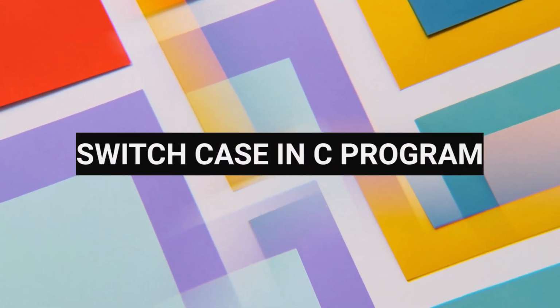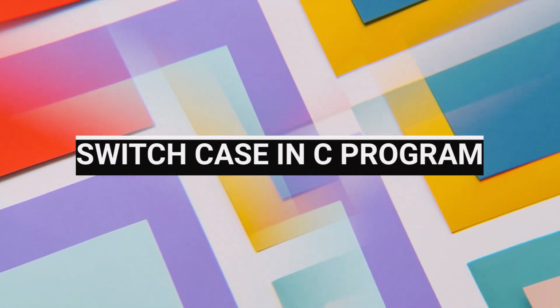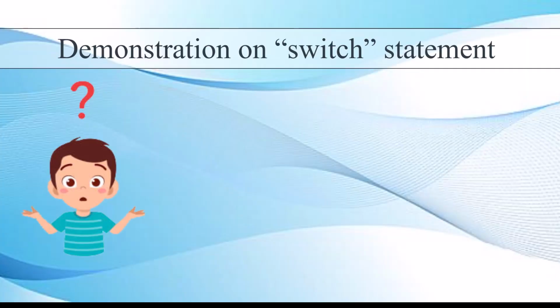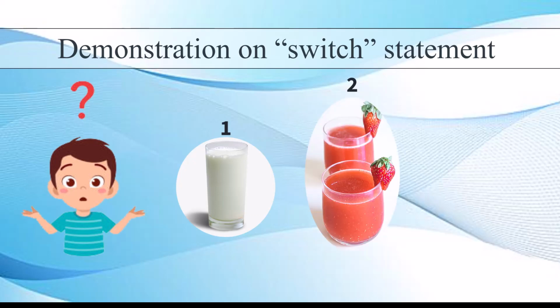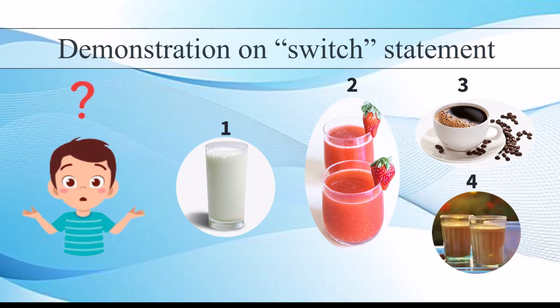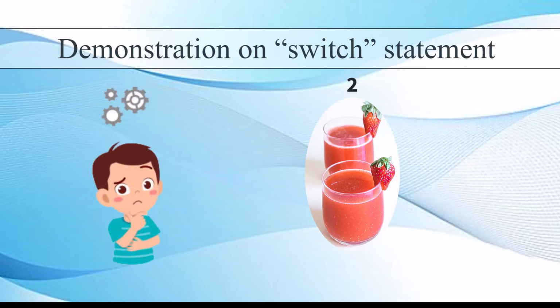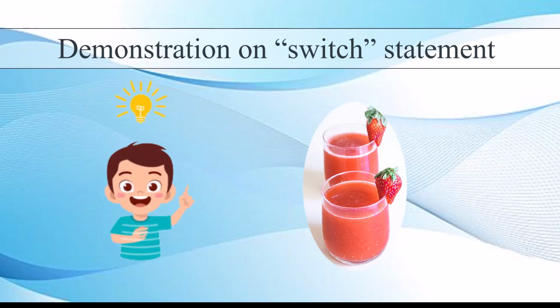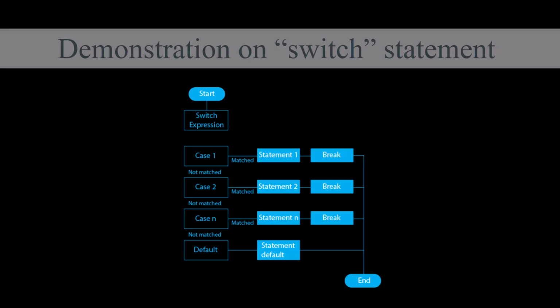In today's section, we are going to see about switch case in C program. Demonstration on switch statement: a mother asks her son to decide what to drink. She gives option number 1, milk, option 2, strawberry juice, option 3, coffee, and option 4, tea. The son prefers strawberry juice. Hence, the mother starts preparing option 2, the strawberry juice.